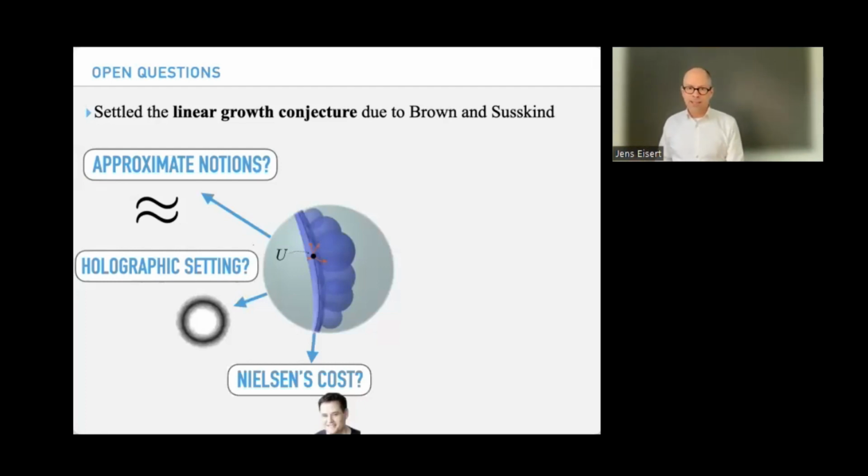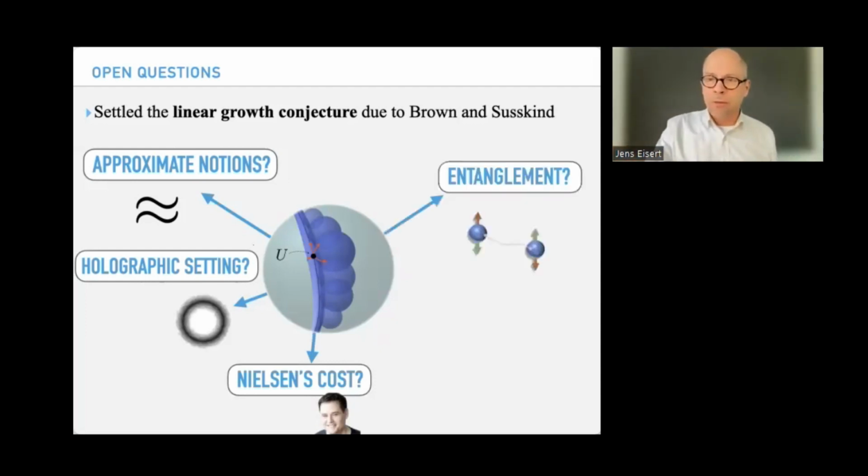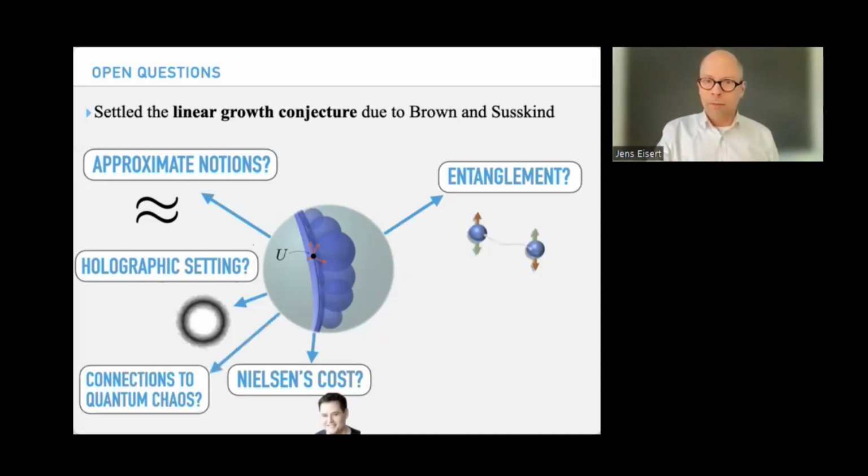Then again, I mentioned this already, it would be good to put this closer in context with the Nielsen cost that is very much seen and used in the high energy context in particular. This is interesting because the Nielsen cost is also a pretty heavy beast that's hard to compute, but it has a very nice geometric feel, which is maybe the reason why it's popular. I mentioned one result that relates approximate notions of cost with the Nielsen cost and also entanglement, but this is only a beginning. We would love to see more of this kind and understand this in a slightly better fashion.